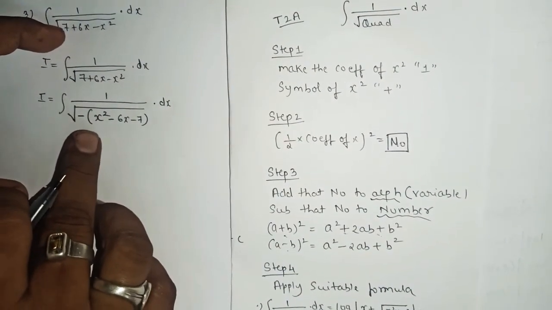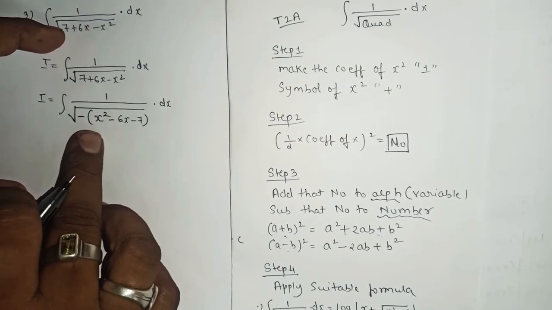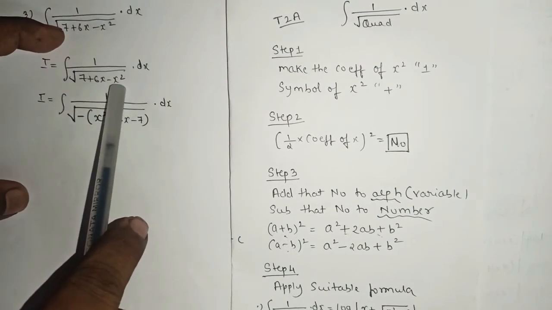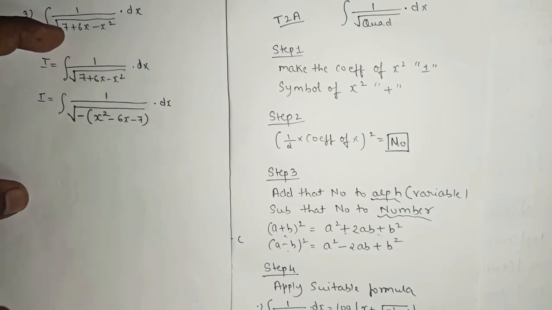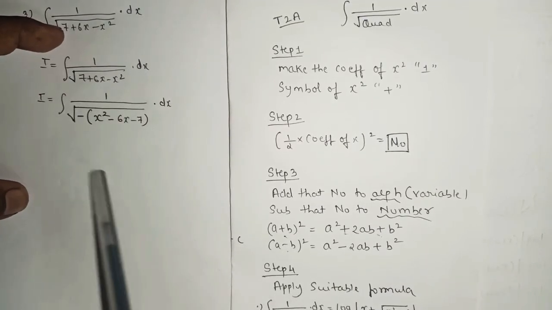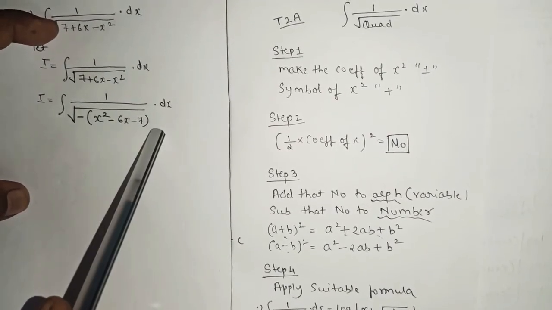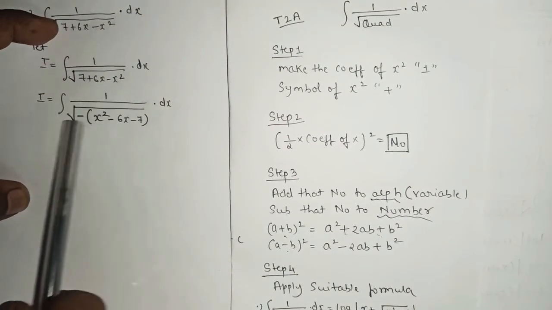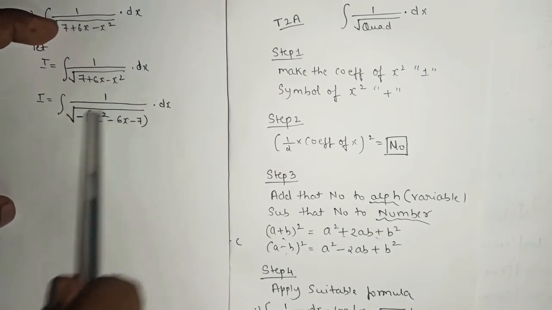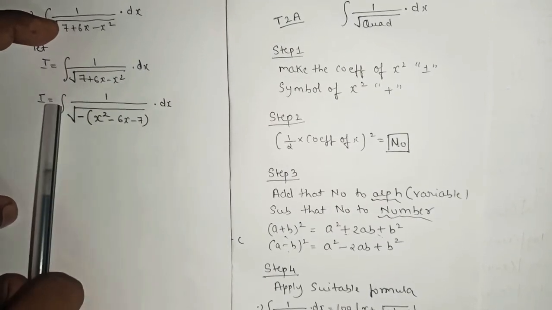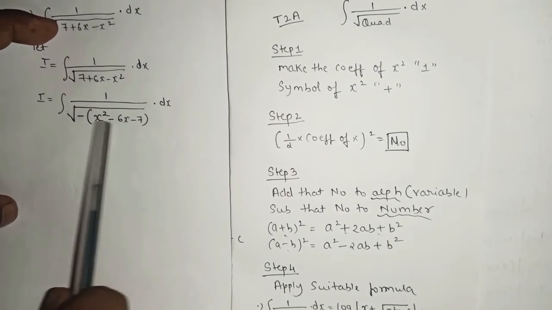I hope you all understood this from the sums of type number 1a, when we were dealing with sums where the symbol was minus. In the last lecture, when we were dealing with type number 1a, we saw how to make the symbol of x square positive. So here also we do the same thing. We bring this minus out, but you write that minus inside the square root only. Don't bring this minus outside the integral. I hope you understood this step.